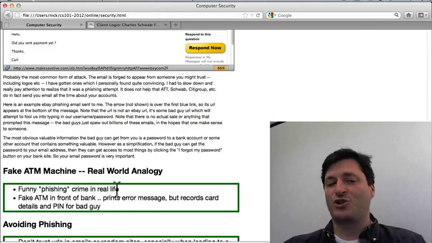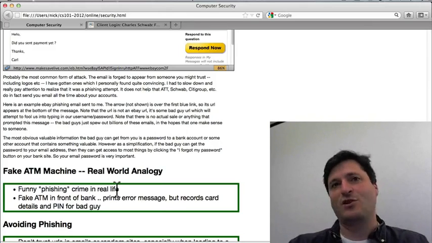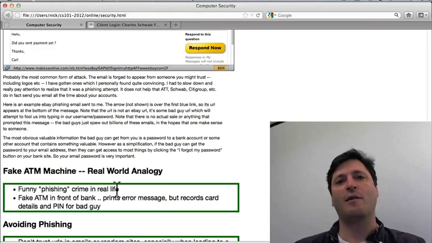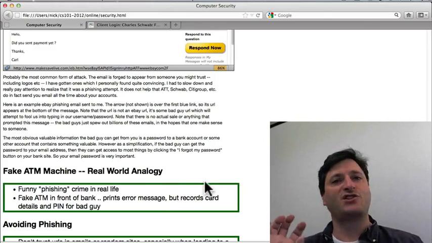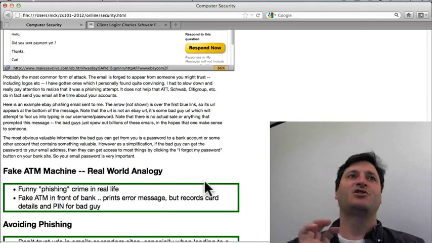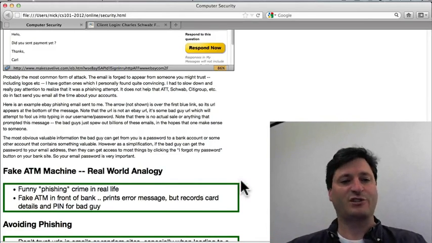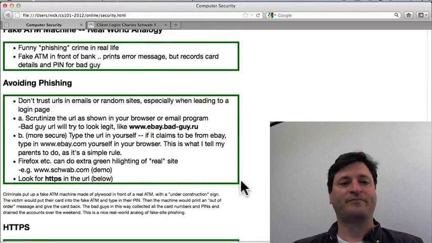So I did a little Google search preparing for this. Apparently this actually goes on to this day, where people set up little fake ATMs at different places. It's the same crime. So it's just interesting that that's sort of the real world analogy to the phishing emails, the phishing sites. All right, so how do you avoid this?